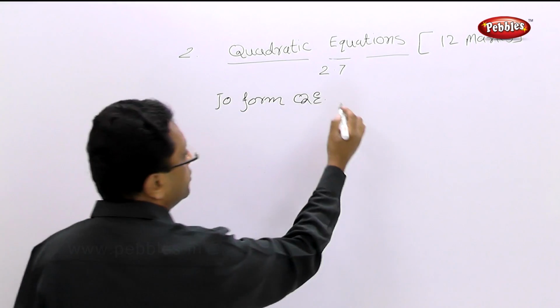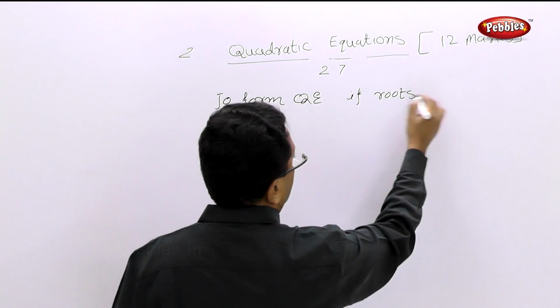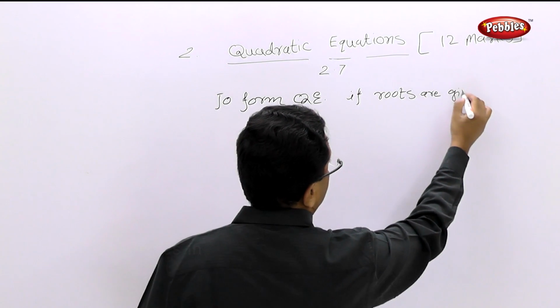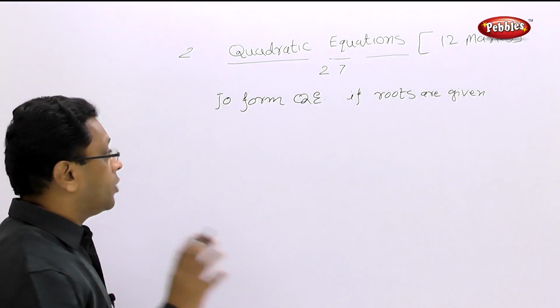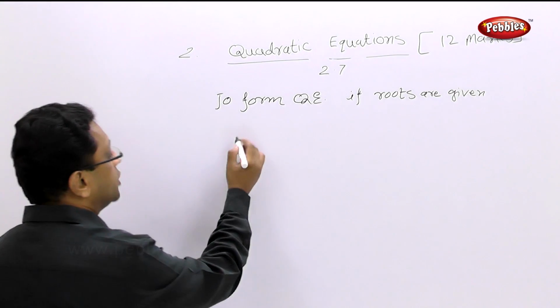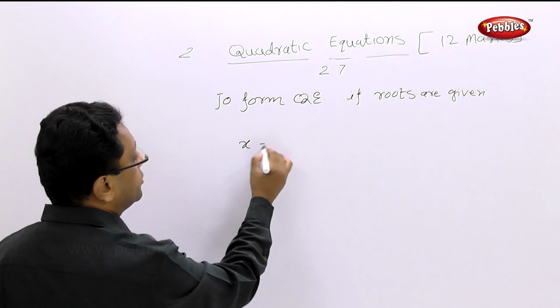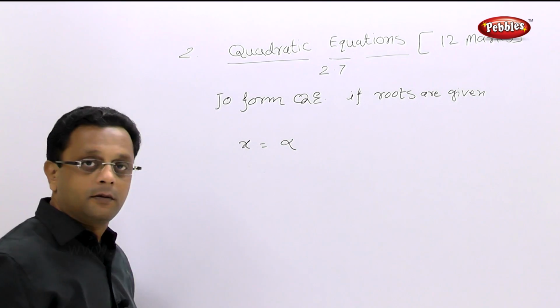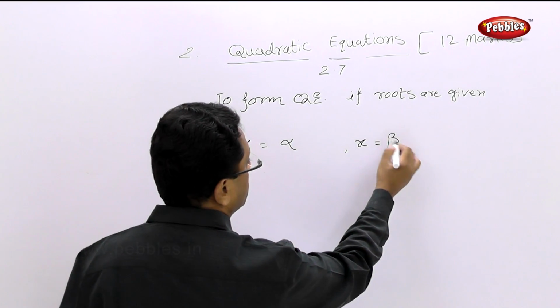Quadratic equation if roots are given. We know that for the quadratic equation roots are alpha and beta. So x is equal to alpha or x is equal to beta.